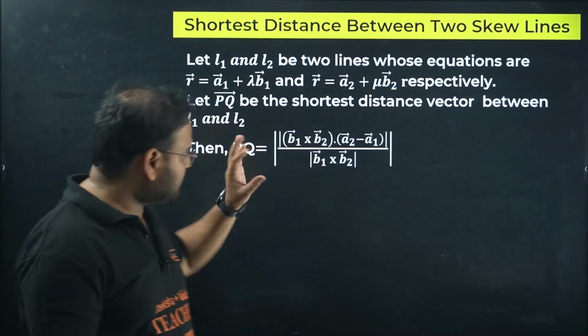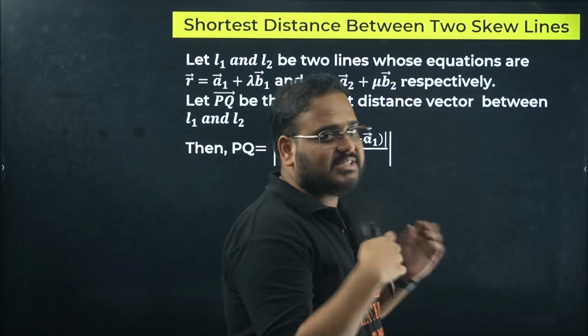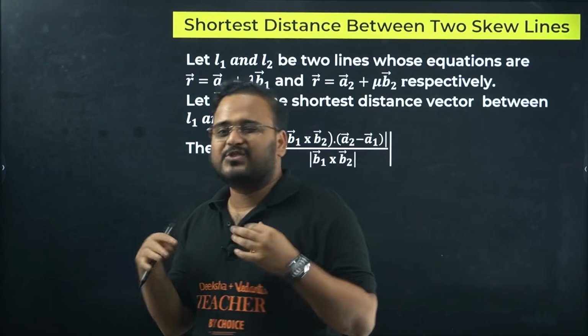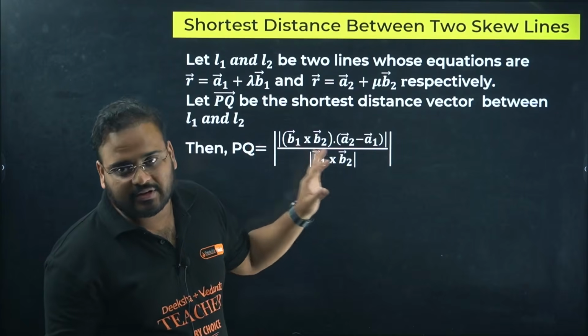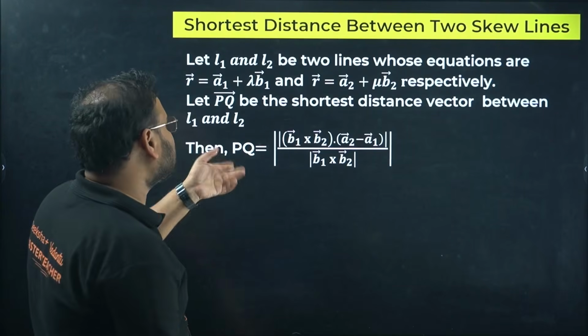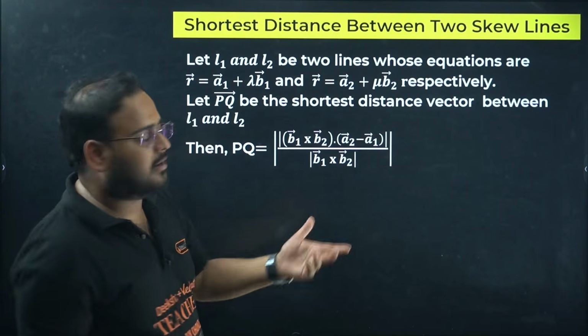Now one more concept is there, which is about your shortest distance. This is also a very important question, whether it is board or CET. Students make mistakes over here, so that's why it's very important to learn these things as well. Again, this is something that is common with your vector relation also.